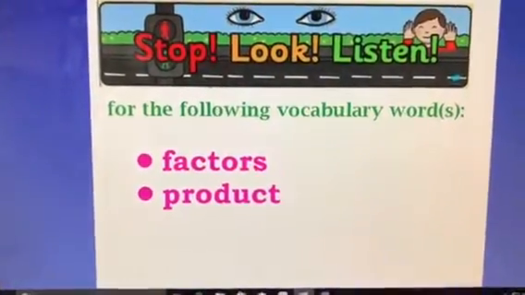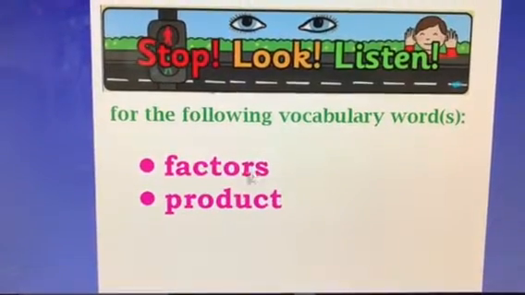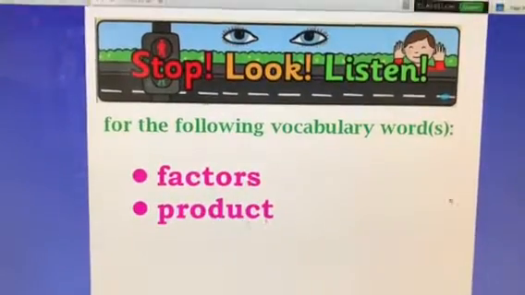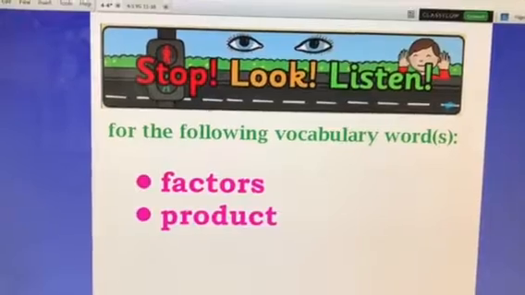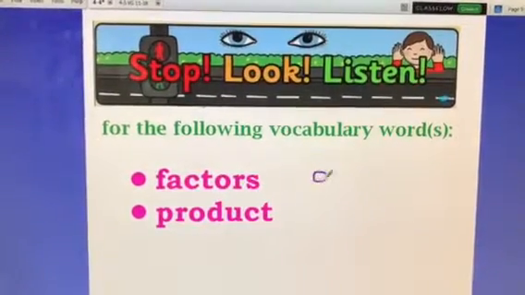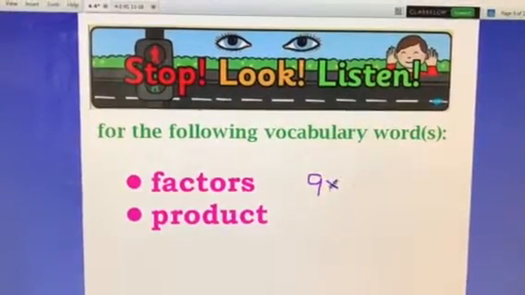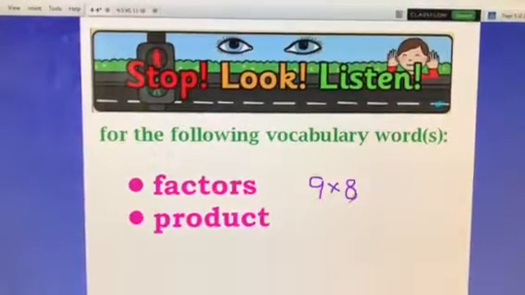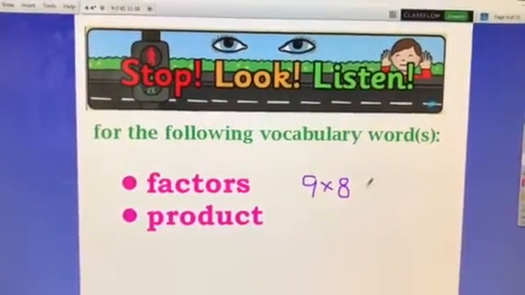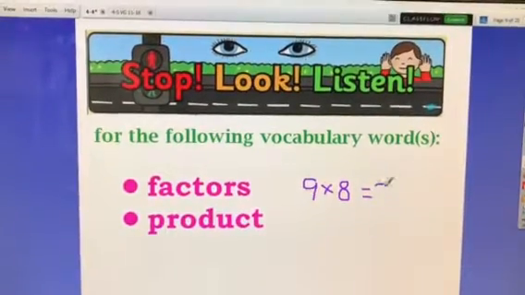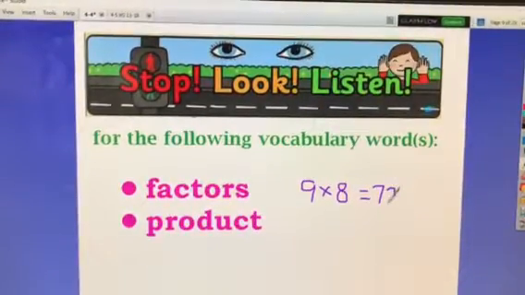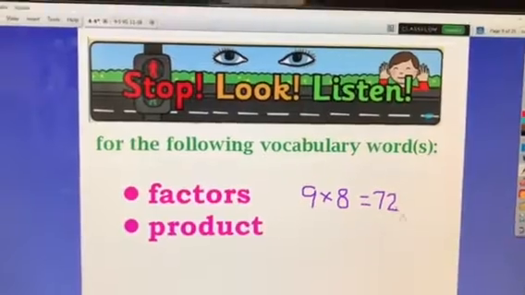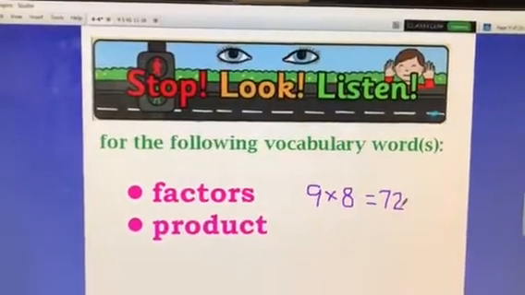The vocabulary words that we went over today include factors and product. A factor is numbers that we multiply together. So we would say 9 and 8 are factors. And the product is just the answer in a multiplication problem. Therefore, the product here would be 72.